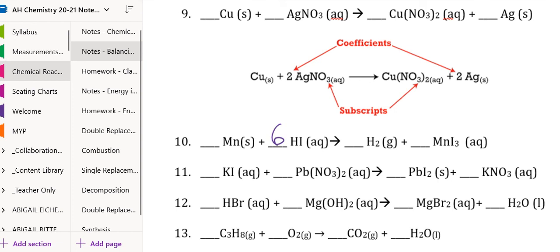So it's 2, 6. Hang on. So now there's 6 hydrogens. What can I put here? 3. And then what do I need to put in front of the MnI3 in the products? 2. Is that the lowest whole number ratio? Yes. Good. What kind of reaction is that? Single replacement.